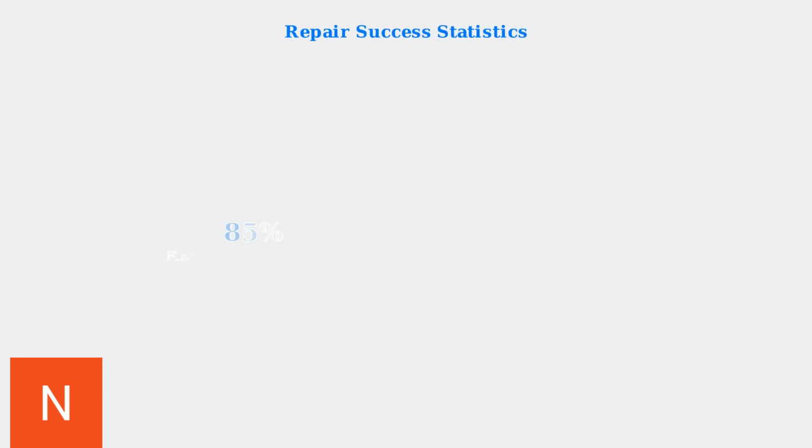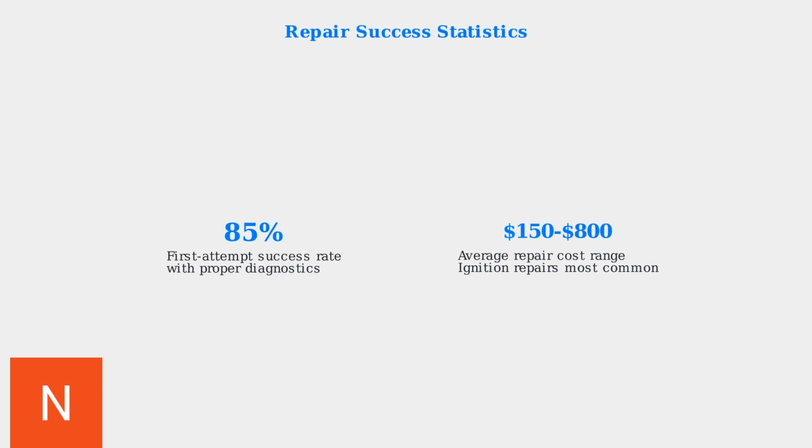Industry statistics show that proper diagnostics lead to successful repairs. 85% of P0300 codes are resolved on the first attempt when systematic diagnosis is followed, with repair costs typically ranging from $150 to $800. Following this systematic diagnostic approach will help you efficiently identify and resolve P0300 codes, saving time and money while ensuring a proper repair.